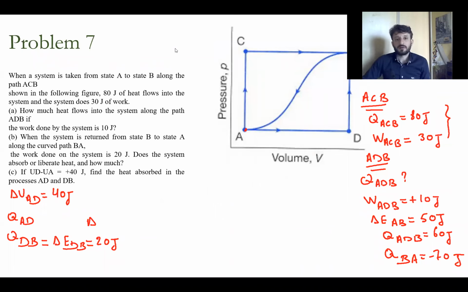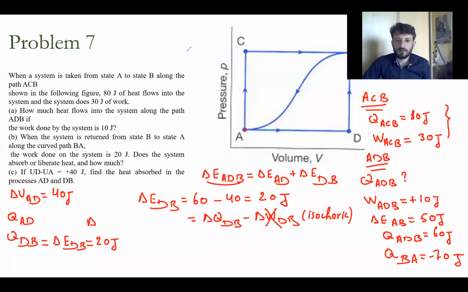Q AD. You know, here we have one mistake. Delta E ADB equals 50 joule, not 60. So here we have 50 joule minus 40, so delta E DB equals 10 joule.